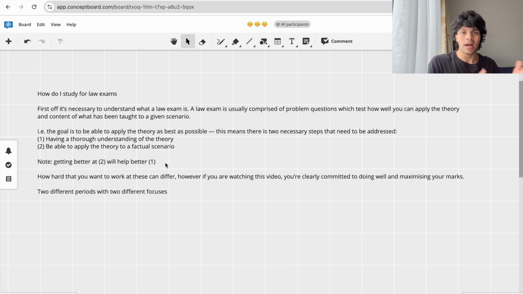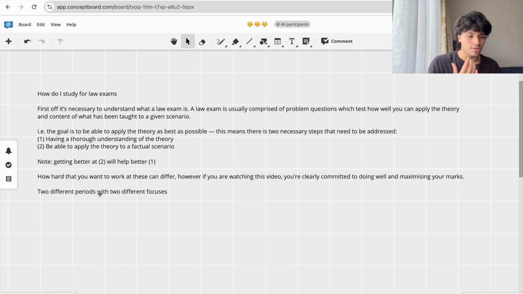As you apply theory, you'll realize, and you probably have realized as you go into exam period and do a lot of exams, that your actual understanding of the theory, the content of the law, gets better. So there are these two big steps which you need to undergo. How hard you want to work at these can obviously differ. However, if you're watching this video, I'm sure you're clearly committed to doing well and maximizing your marks. Otherwise, you'd just be off doing something else.